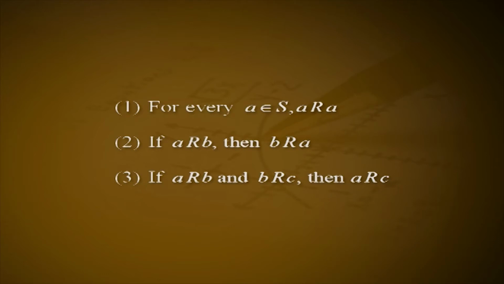Equivalence relations. Definition. Consider a non-empty set S. A relation R on S is an equivalence relation if R is reflexive, symmetric, and transitive. That is, R is an equivalence relation on S if it has the following three properties. 1. For every A belonging to S, A is related to A. 2. If A is related to B, then B is related to A. 3. If A is related to B and B is related to C, then A is related to C.